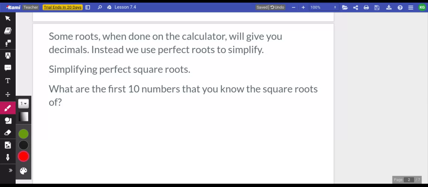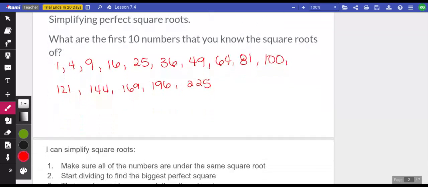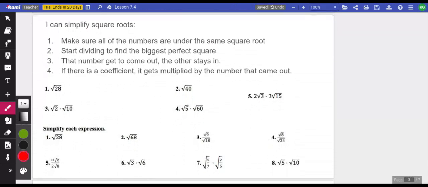prime numbers. So the first 10 numbers we know the square roots of is 1 squared is 1, 2 squared is 4, 3 squared is 9, 4 squared is 16, and all the way up to 10 squared, which is 100. And actually in the past we've noticed we need to use 11, 12, 13, 14, and 15 with this book. Okay, so go ahead and pause here on how to do the simplifying of square roots.